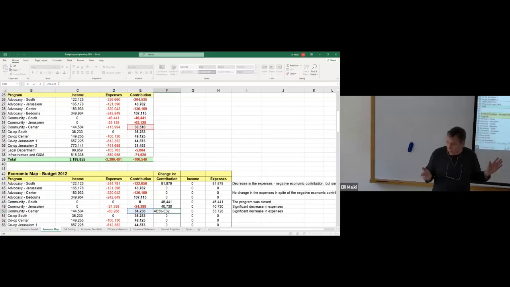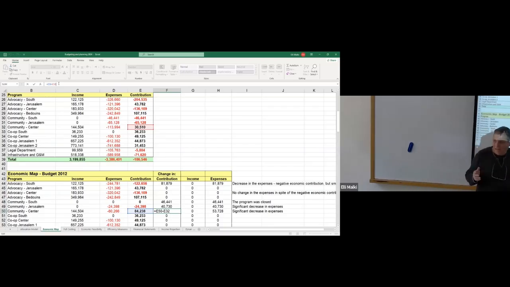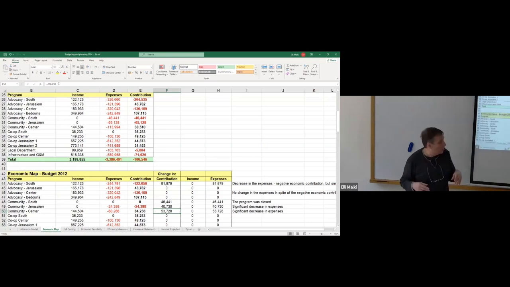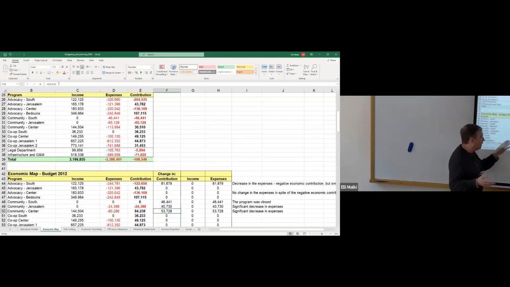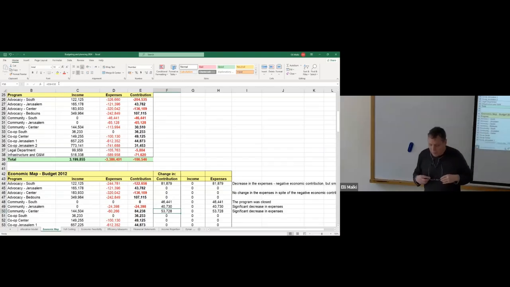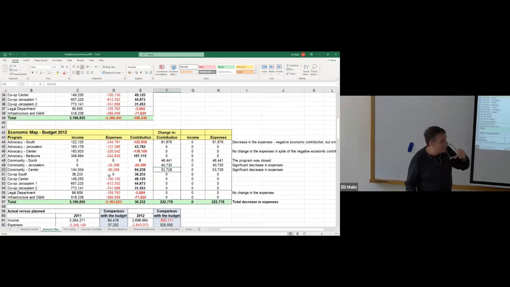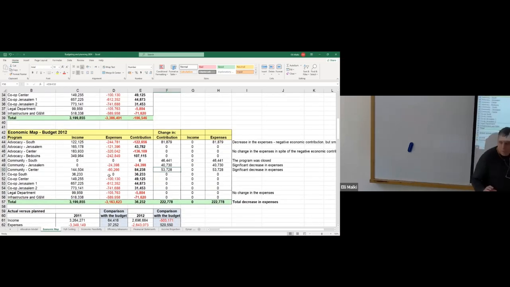I don't know how the director was going to explain that, but unlike the previous example in which I have no income, so I'm free to do whatever I think is good for the organization, when I have income, I have certain obligations to my donors who gave the money for this program, and I have to give some kind of an explanation. So I don't know what the explanation was, but the end result was a significant decrease in the expenses. And these are basically the changes in the contribution.